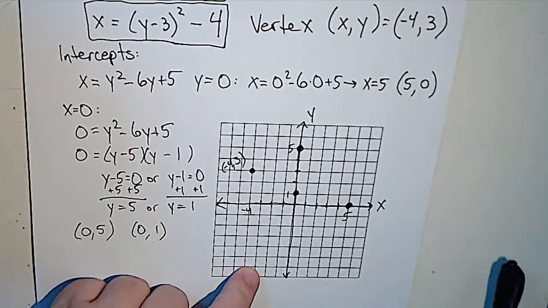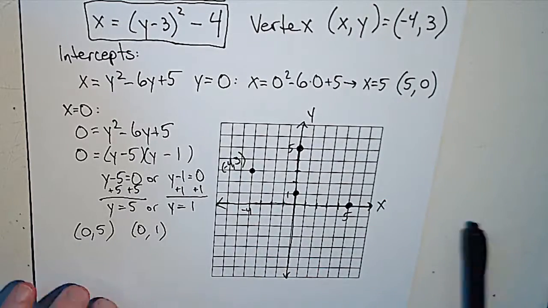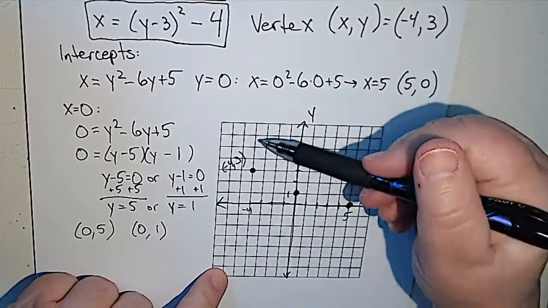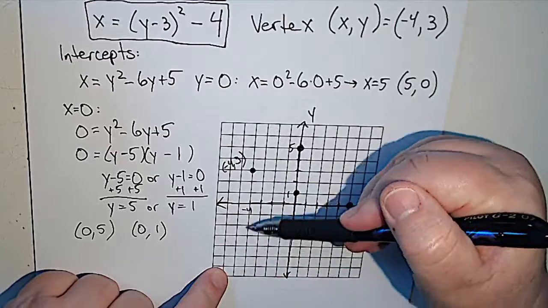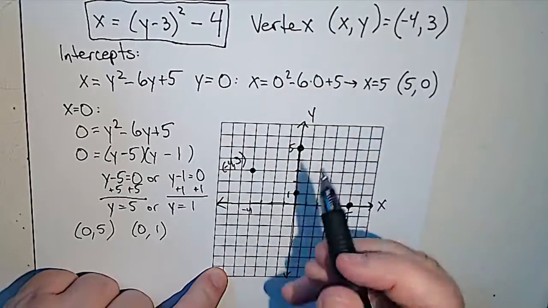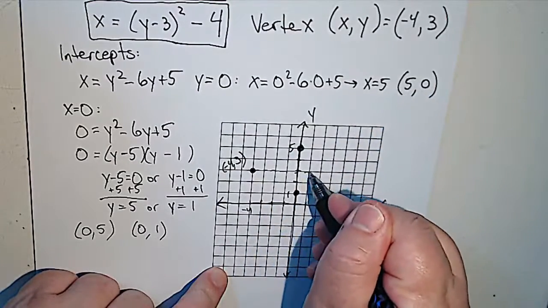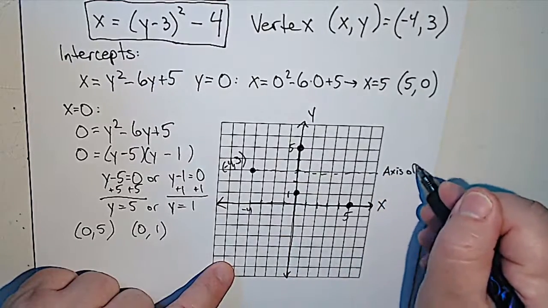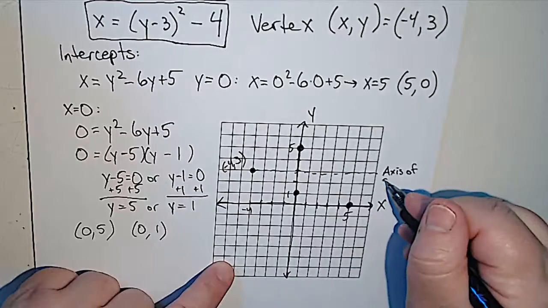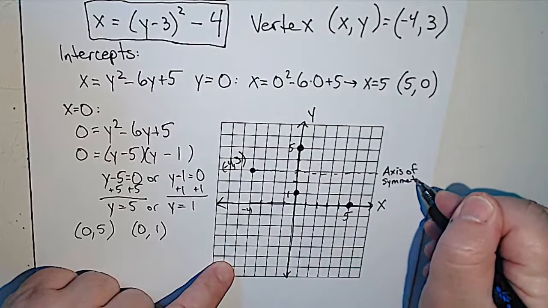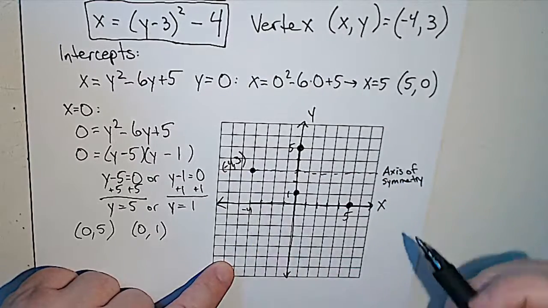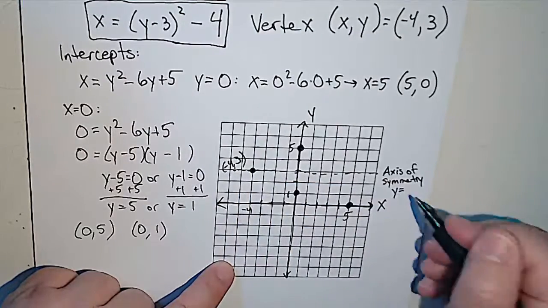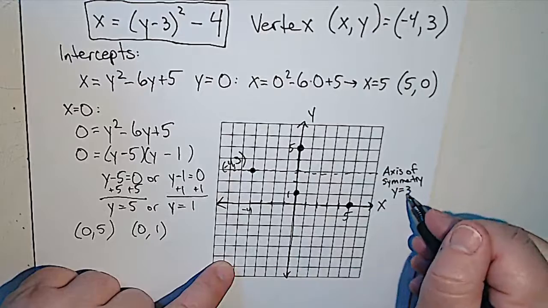Can you kind of visualize it in your head? Remember that we've got a horizontal axis of symmetry. So our axis of symmetry isn't going this way anymore. It's going this way. This is the axis of, axis just means line, symmetry. And that is going to be given, since it's a horizontal line, it's going to be y equals, and what does y equal? Y equals 3.